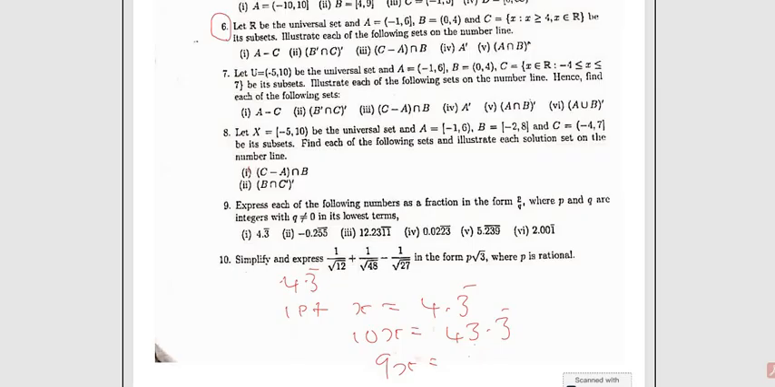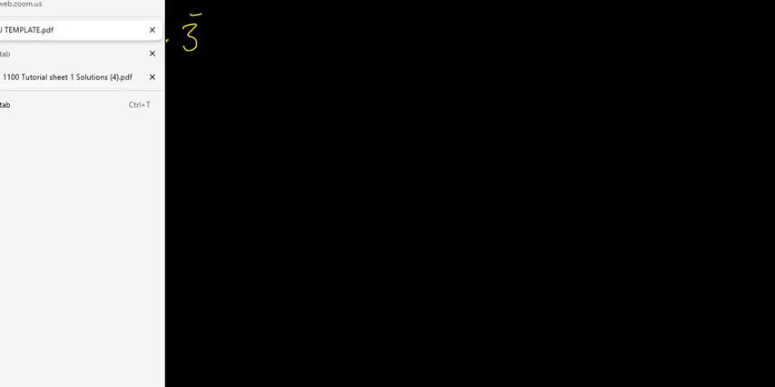The question is: express each of the following numbers as a fraction in the form of p over q, where p and q are integers with q not equal to 0, in its lowest terms. So let's try to express this. We see how to solve it.